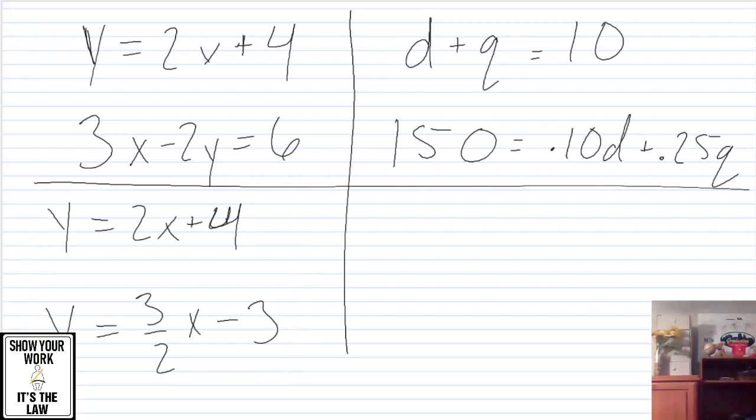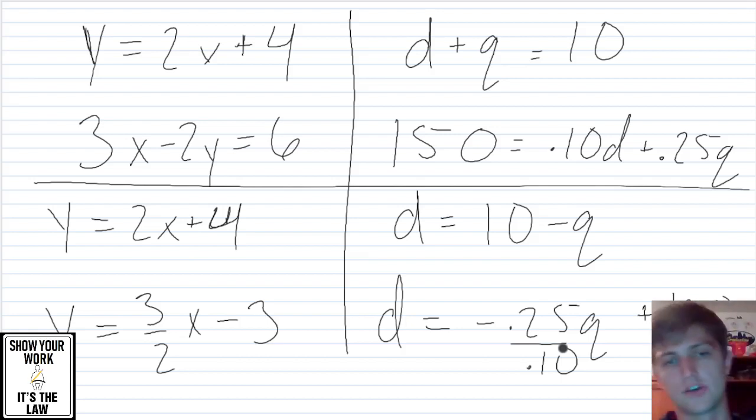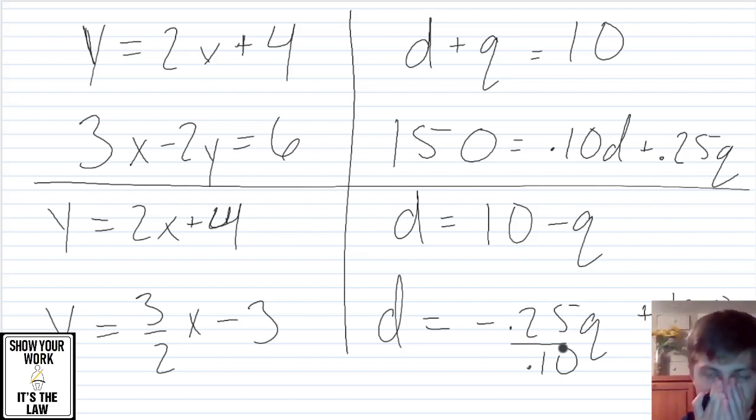We got two lines, and then over here, let's think of our dimes and quarters problem. When you don't have a y, just pick one of them. So let's get d by itself in both instances, 10 minus q, and q is acting as our x. And then we'll do the same thing. Okay, so that's really the gist of it if we wanted to graph it.